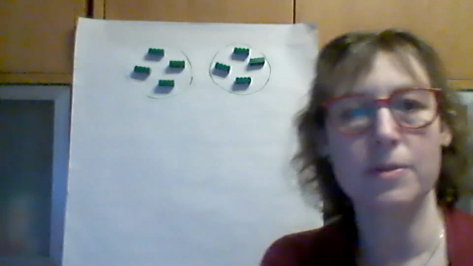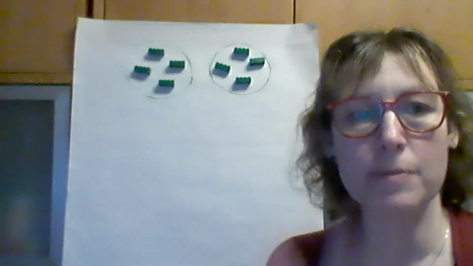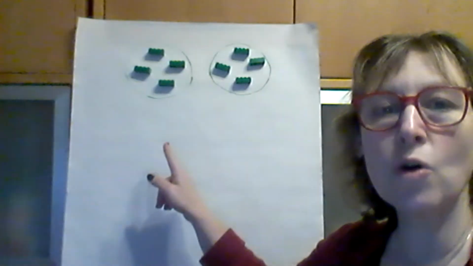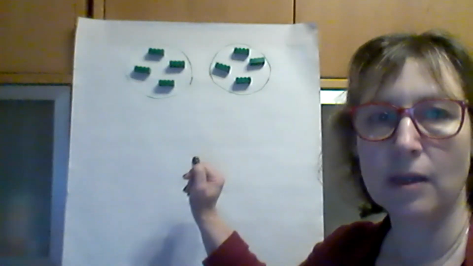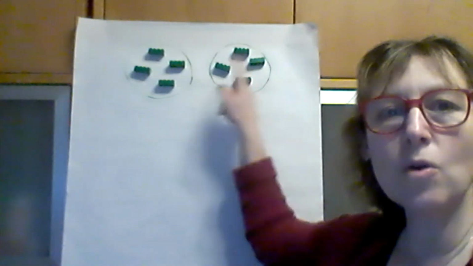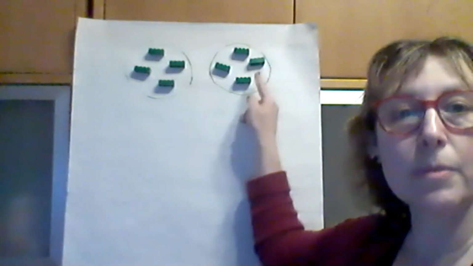So my groups are equal. Equal groups. So I've got 2 equal groups with 4 objects in each. Can you say that? I've got 2 equal groups with 4 objects in each group.